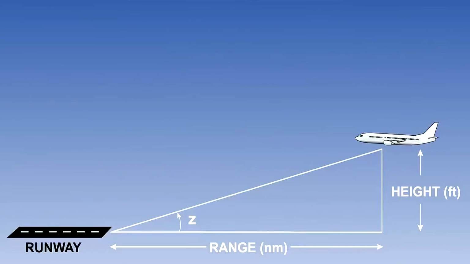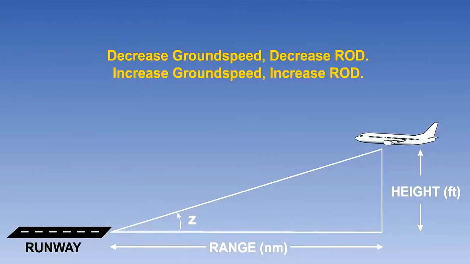Sometimes you need to calculate the change of rate of descent associated with a change of speed. On the glide slope, the rule is simple enough. If you decrease ground speed, decrease the rate of descent. If you increase ground speed, increase the rate of descent. However, it can be confusing if the change is given in terms of headwind. An increase in headwind is a decrease in ground speed. So, if the headwind increases, you need to decrease the rate of descent.